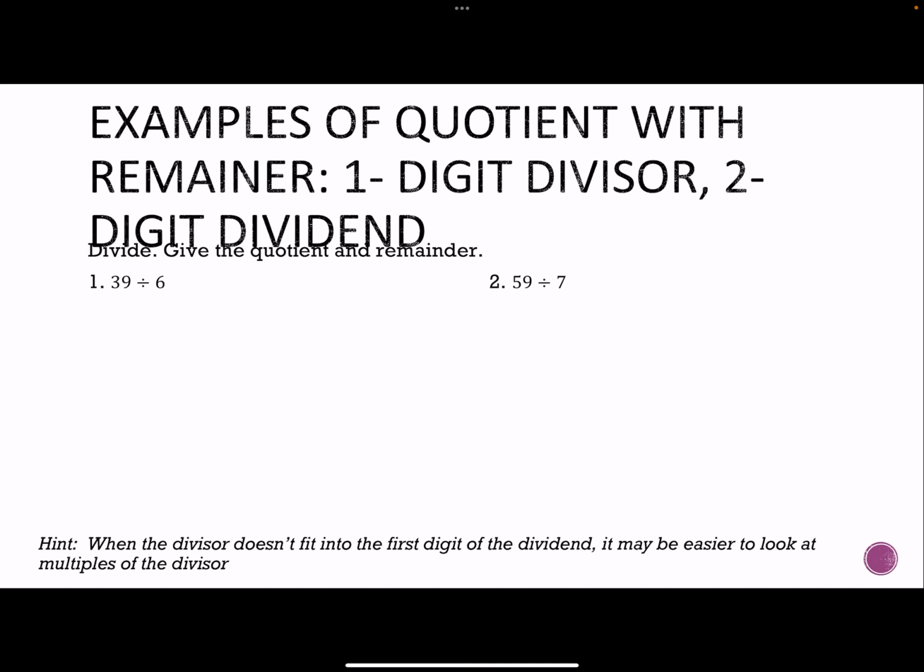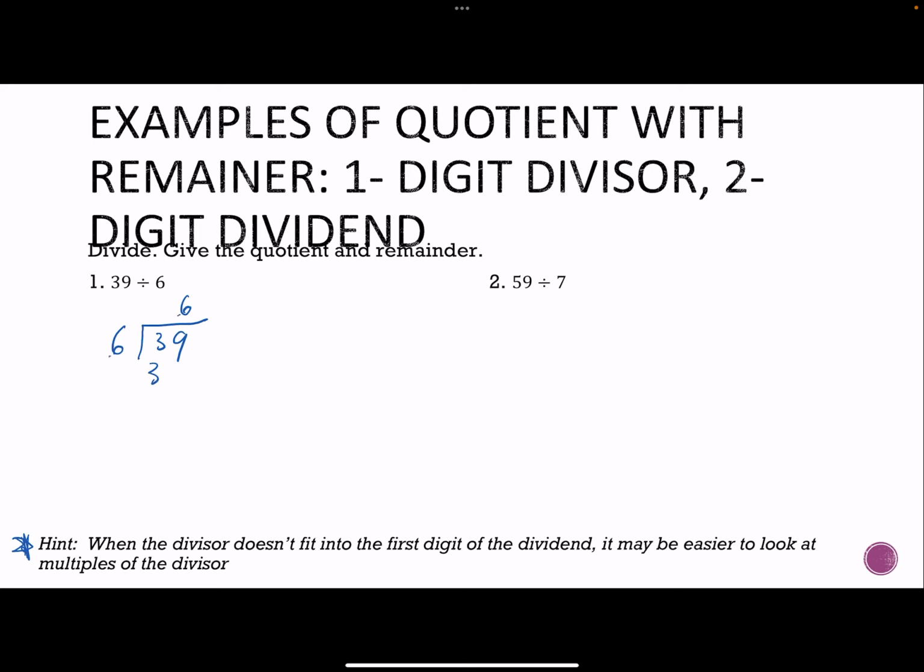We're going to divide and give the quotient and the remainder. So 39 divided by 6. One hint is that when the divisor doesn't fit into the first digit of the dividend, it may be easier to look at multiples of the divisor. I could set this up like long division. How many times does 6 fit into 3? It doesn't. How many times does 6 fit into 39? I think about multiples of 6: 6, 12, 18, 24, 30, 36, 42. If I go to 42, I've overshot my goal. So it is going to be 6.